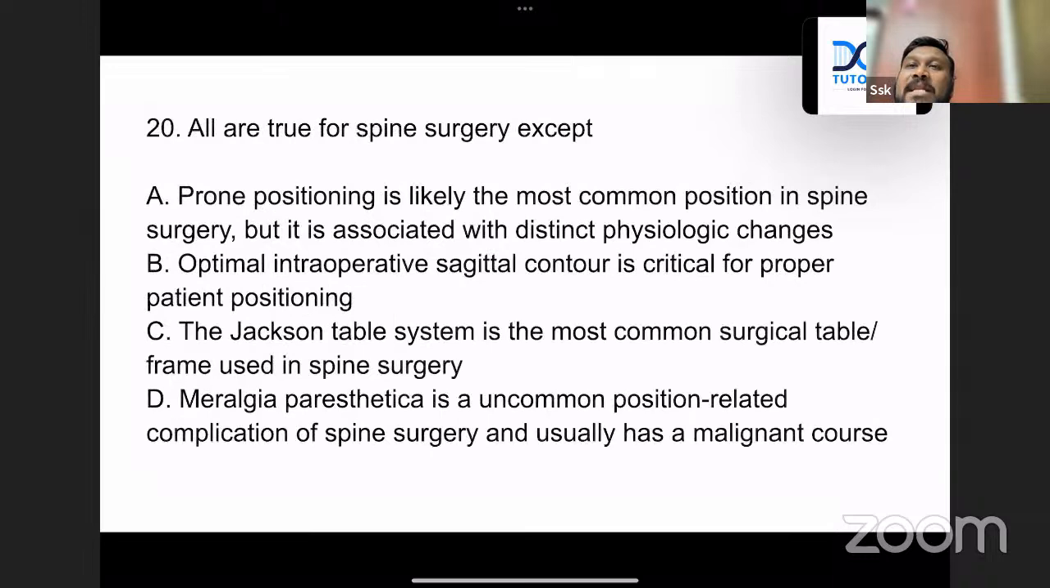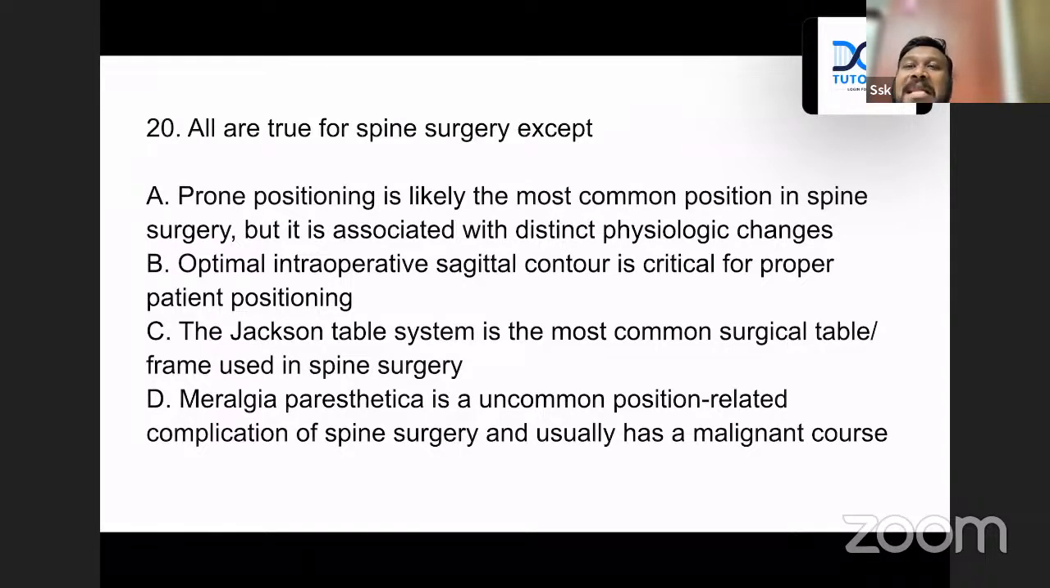All are true for spine surgery except. So this is regarding positioning. Prone positioning is likely the most common position in spine surgery, but is associated with distinct physiological changes. Yes, it is true. Optimal intraoperative surgical contour is critical for proper patient positioning. Yes. The Jackson table system is the most commonly used surgical table or frame.